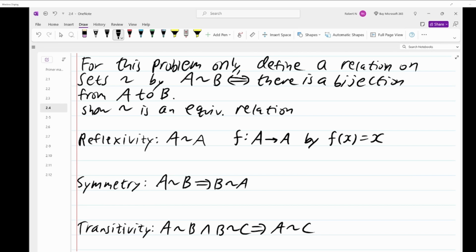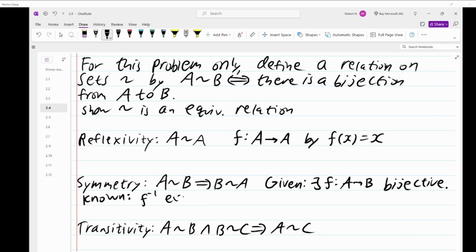Okay. Symmetry. A is related to B implies B is related to A. So, given there exists some function from A to B that is bijective, F inverse exists and is bijective. That is part of being a bijection. A function is bijective if and only if it has a well-defined inverse. Yeah, because otherwise it couldn't be one-to-one and onto.